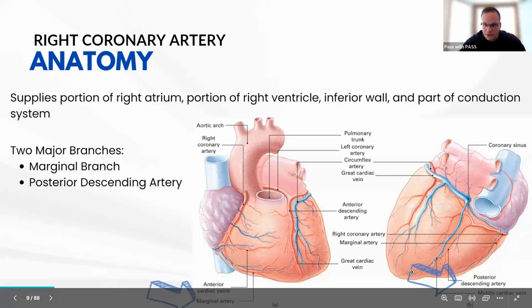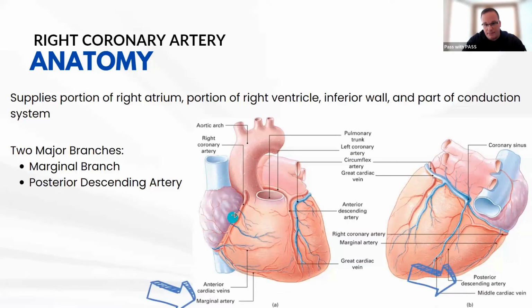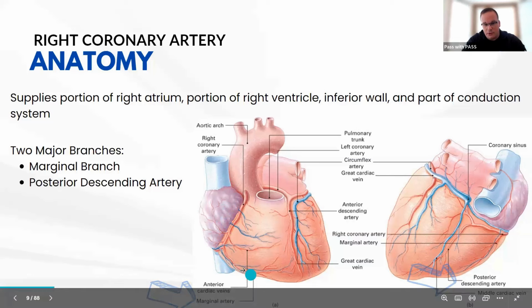So if we have an occlusion in our posterior descending artery, that is going to cause an inferior wall MI. If I have an occlusion in only my marginal artery, that is going to cause a right ventricular MI. If I have an occlusion that is proximal to both of those and is in my right main coronary artery, now I've shut off blood flow downstream, and I'm going to see STEMI patterns in both my marginal artery for my right ventricle and my posterior descending artery, or my inferior wall.